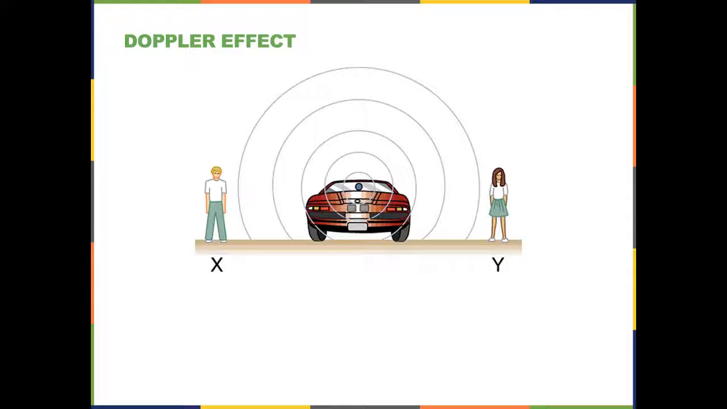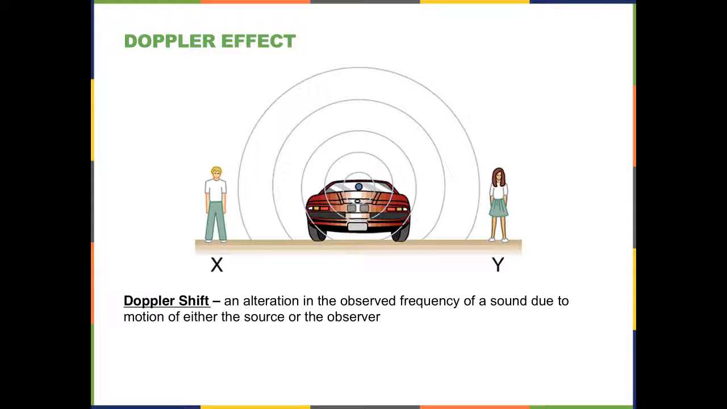So let's take a look at this situation. You have two individuals, X and Y, and a sound being emitted toward both of them. This change in frequency is known as the Doppler shift. It's an alteration in the observed frequency by the observers due to motion. Now this motion can either be the motion of the source, a motion of the observer, or in more complex situations, a motion of both.